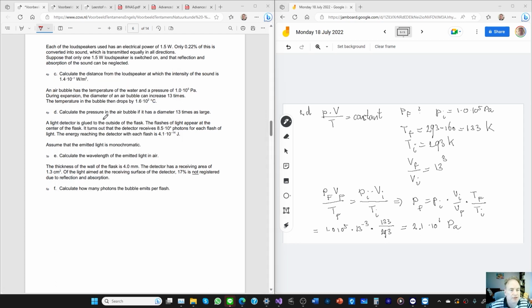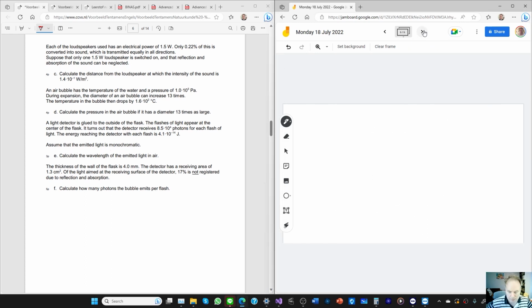A light detector is glued outside of the flask. The flashes of light appear at the center of the flask. It turns out the detector receives so many photons for each flash. The energy reaching the detector of each flash is this amount of joules. And we assume the emitted light is monochromatic. Calculate the wavelengths of the emitted light in air.